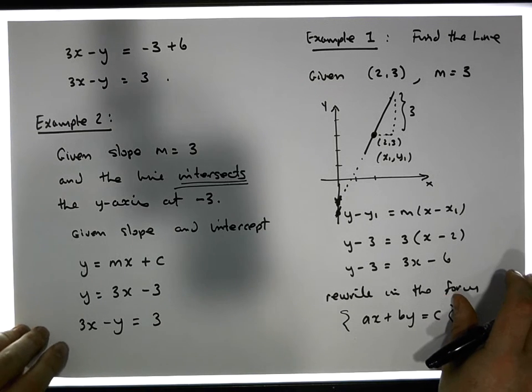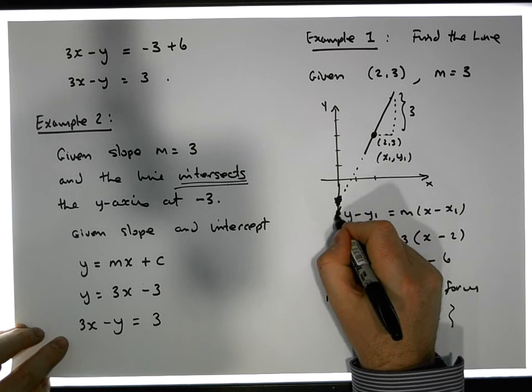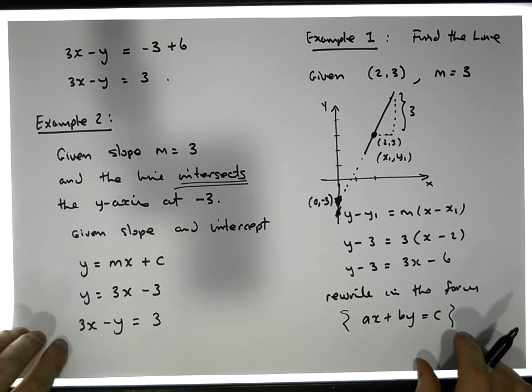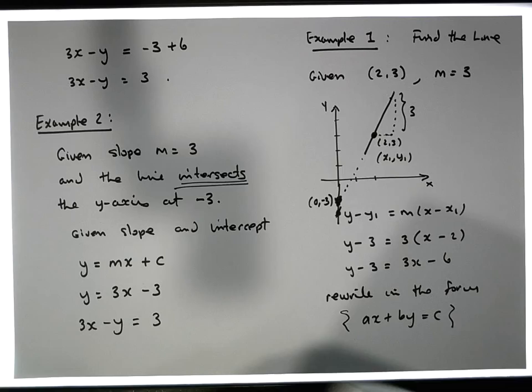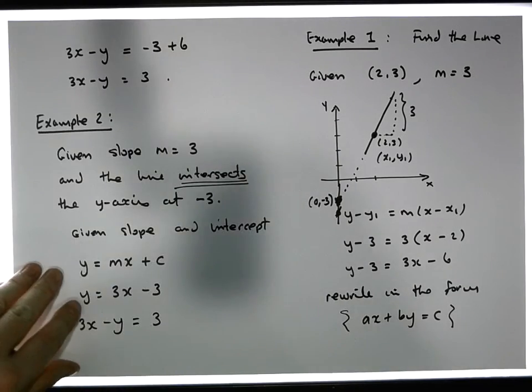Let's have a look at something else. You can actually see that this line now has 2 points on it. We have this point here, which is 0, -3, and we have 2, 3. So let's use the next form of the equation of a line, the 2-point form. Given 2 points, can we find the equation of a line? Let's have a look at that.